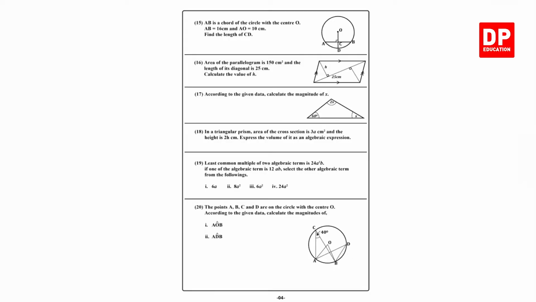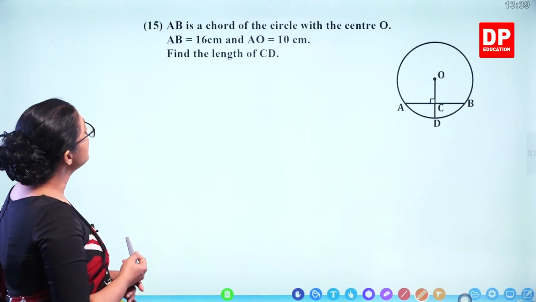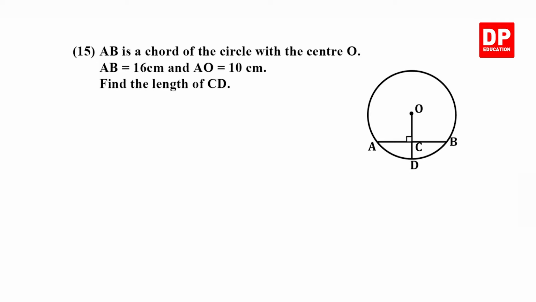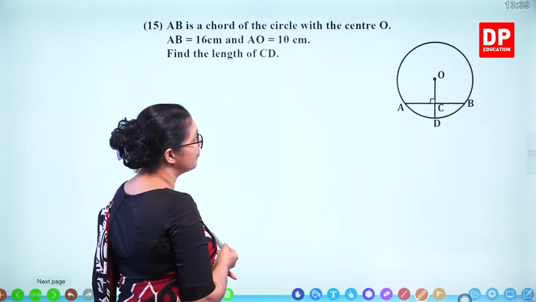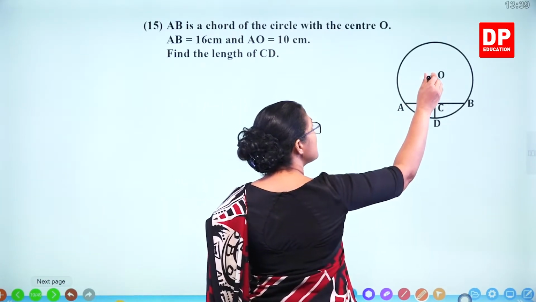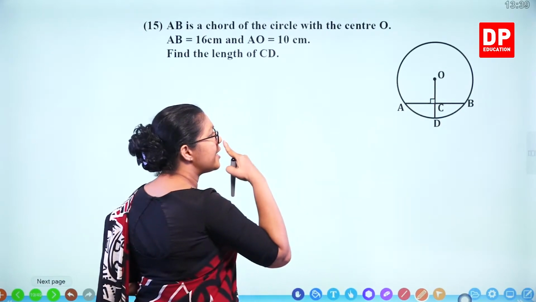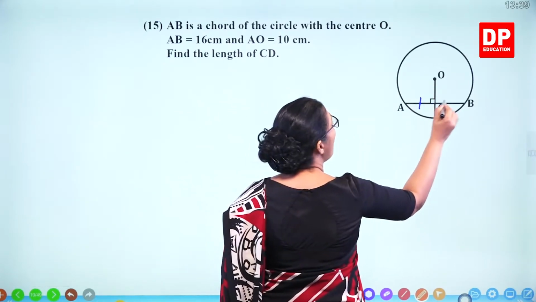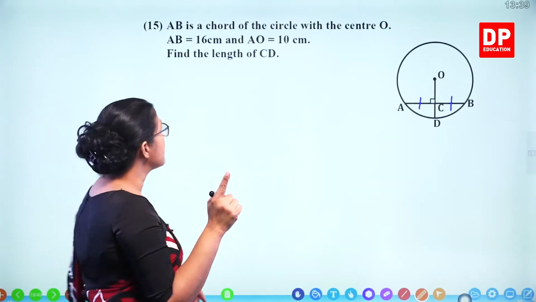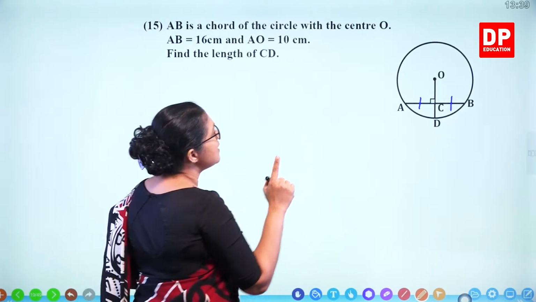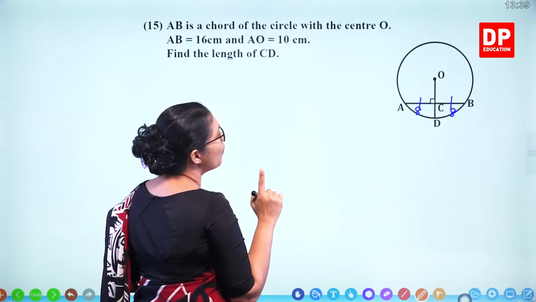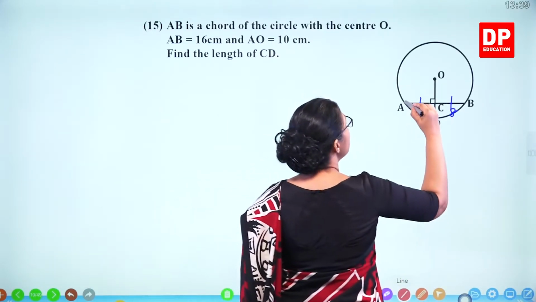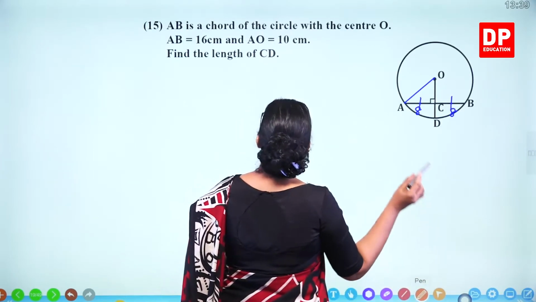Now you can try question number 15 to 20. 15. AB is a chord of the circle with the center O. AB is 16. So can you see this is from the center. So when you draw a perpendicular to the chord, the chord divides equally. So that's the bisector. 16 is AB means this side is 8. AO is the radius. AO is given 10.